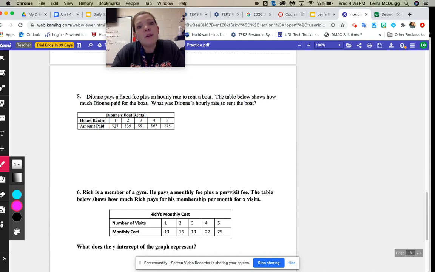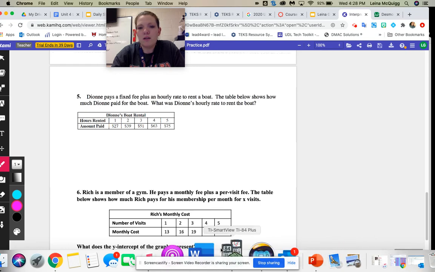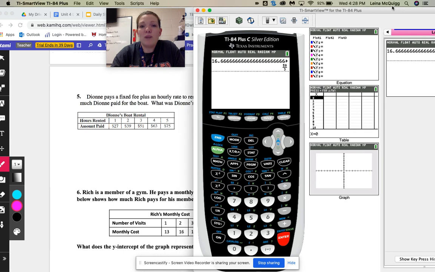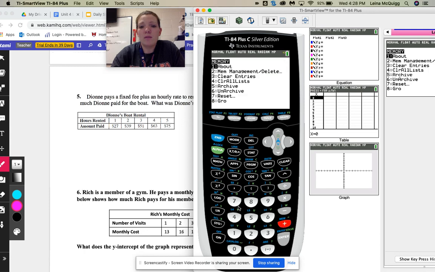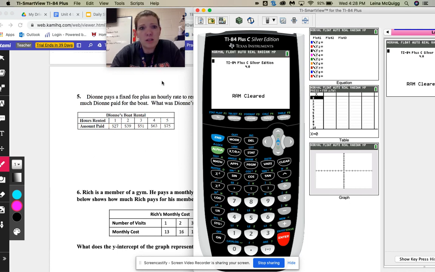Anytime you got a table, do stat edit in your calculator. So I want you to open up your calculator. Okay, so his rate, whenever you see rate, you want to think slope. I'm going to clear my calculator really quick. So that's what we're trying to find: what is the slope of this table? That's all it's asking. I don't really care about all the other stuff, or what's actually happening in the problem. It's asked for rate. That means slope.